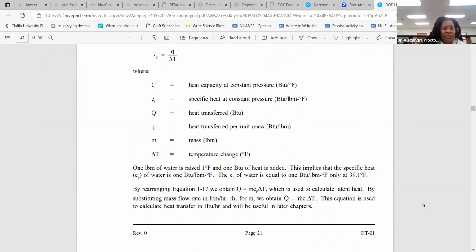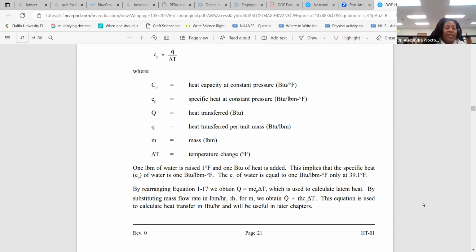So if 1 pound of water is raised 1 degree Fahrenheit and 1 BTU of heat is added, this applies that the specific heat, or the lowercase cp of water, is 1 BTU per pound mass degree Fahrenheit. And the lowercase cp of water is 1 BTU per pound mass degree Fahrenheit at 39.1 degrees Fahrenheit.